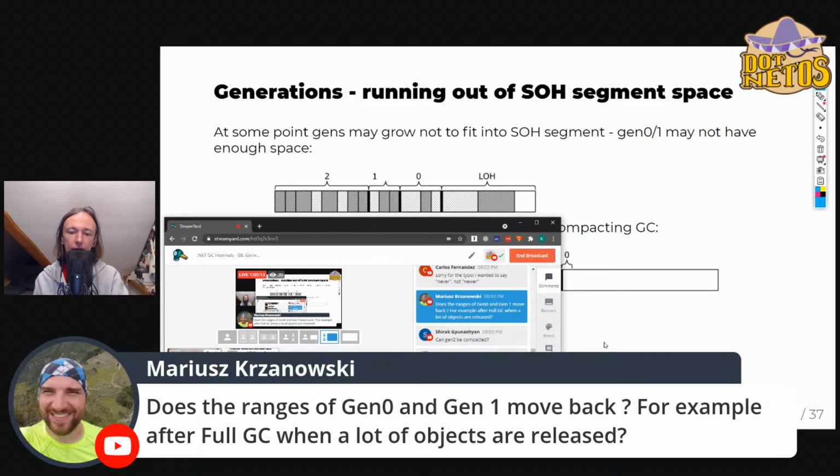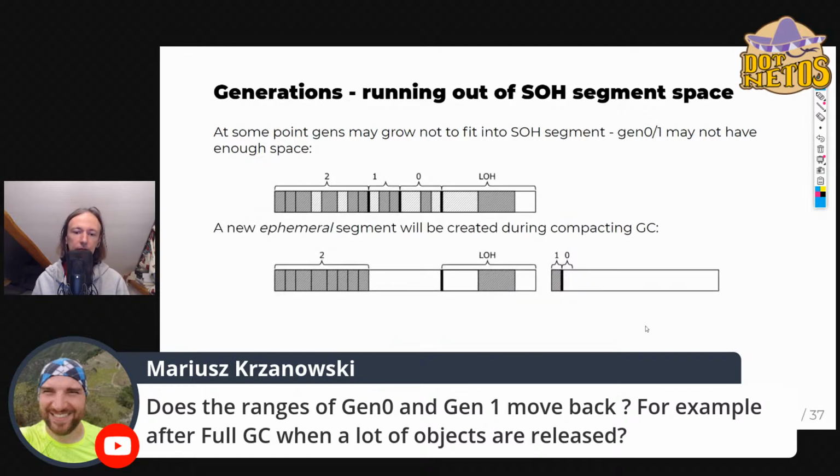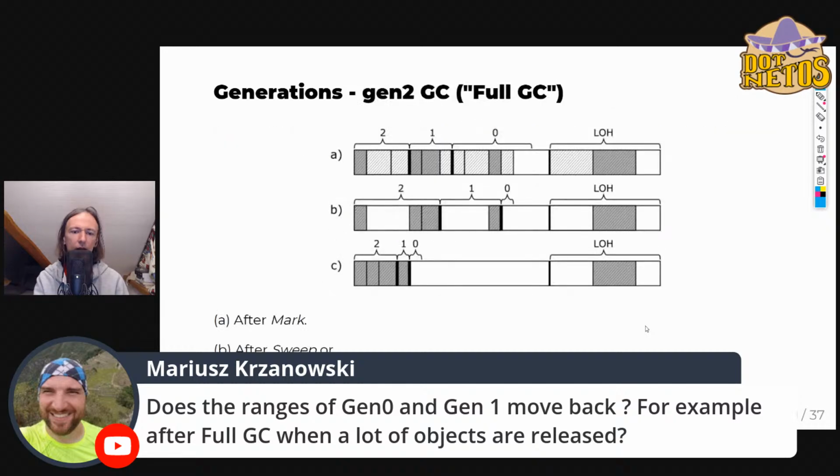Do the ranges of Gen 0 and Gen 1 move back? Yes, they can move back. It was even shown in this scenario. So in case of full GC, here we have that these boundaries have been moved back. In case of compacting, because not so many objects have survived, the generation boundaries have been moved back. I hope that answers the question.